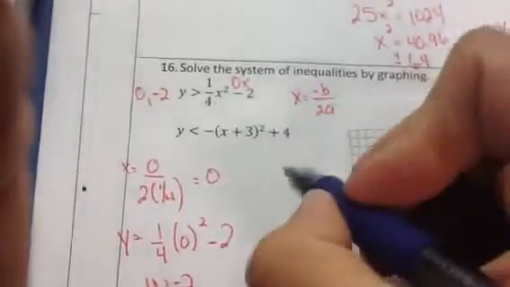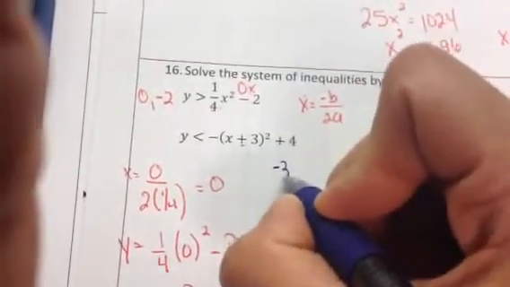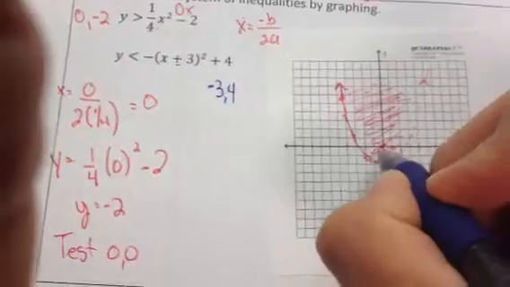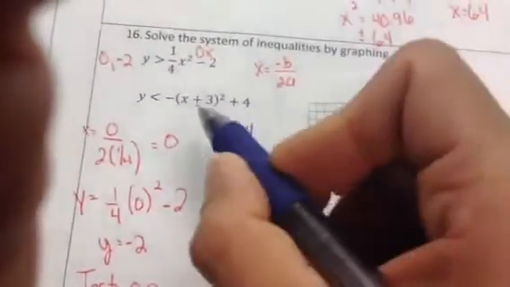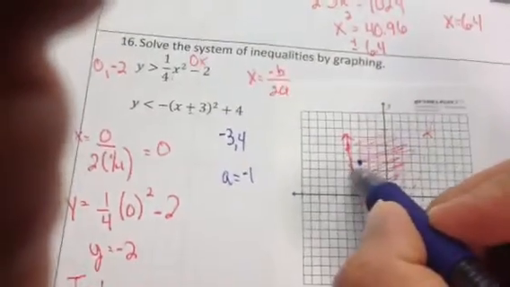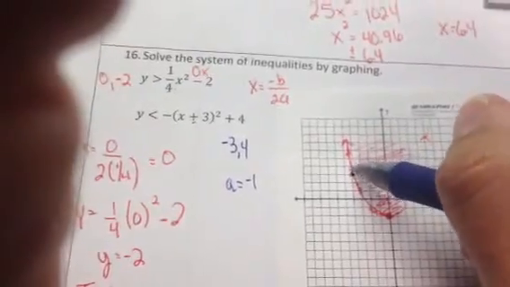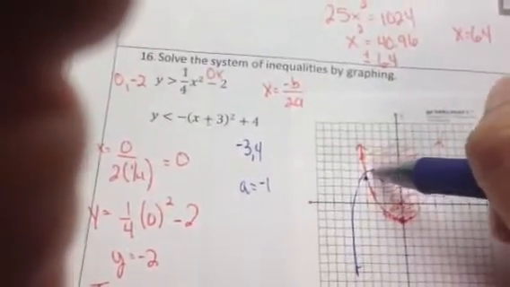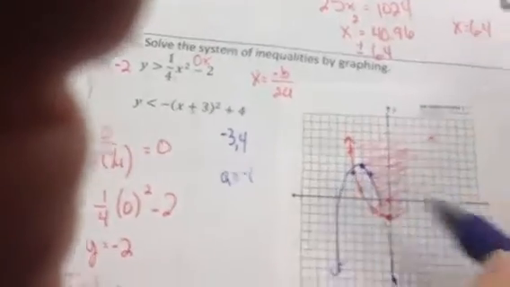This is vertex form. So if I just look at it, my vertex is opposite of this, or what makes it 0, negative 3, 4. So negative 3. And this one's upside down because a is negative 1. So I'm going to use my one-time slope. And I'm going to graph this one. This is more, whoops, and this should be dashed too, sorry. Should be dashed all the way through.